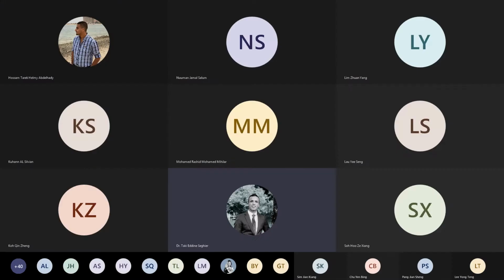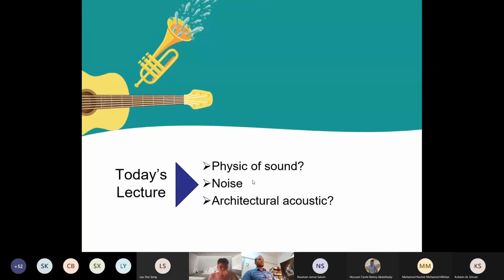In physics of sound and metric of measuring sound. We'll see also what is noise, and what we mean by architectural acoustics and why we need it, how to apply it, etc. Okay, so let's start.